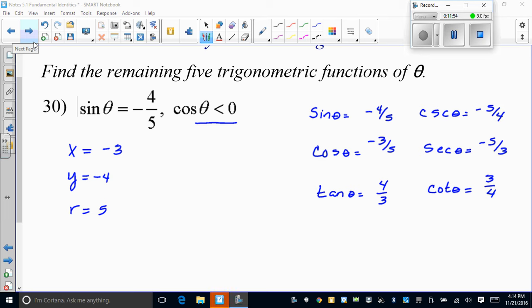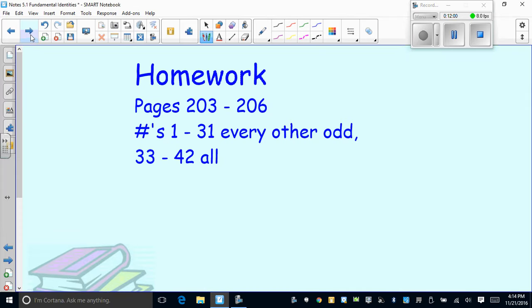Okay. This looks like this is going to be the end of the first video, which gives you your first homework right here, 1 through 31, every other odd, and then 33 through 42 all. You are going to be turning in 2 separate homeworks for section 5.1. So this is going to be 5.1a. That way when you have it done, you can just turn it in and it's done with.